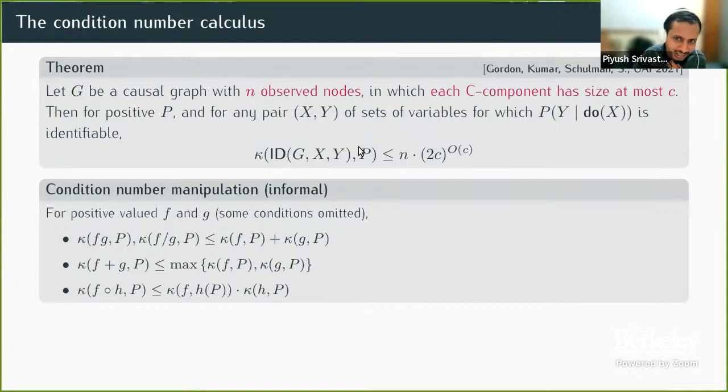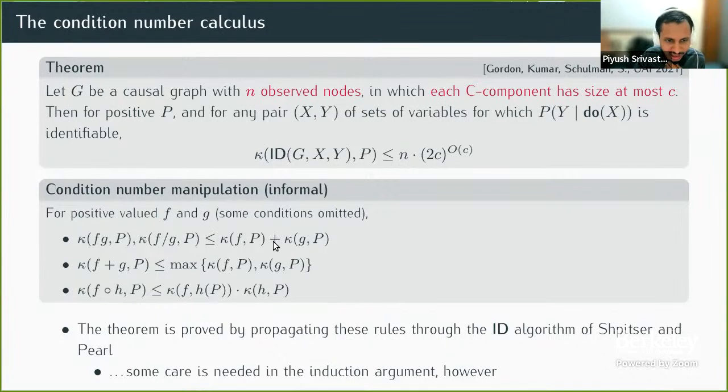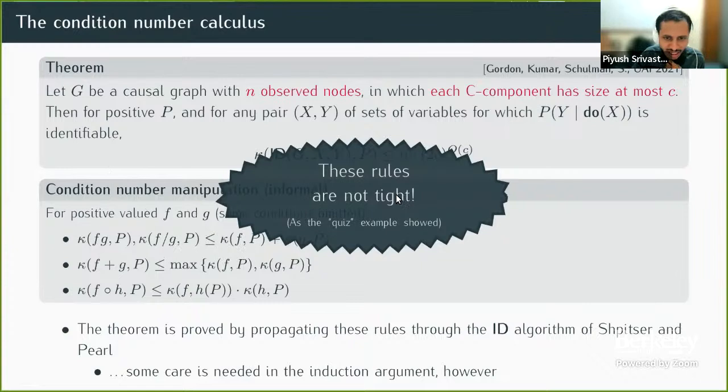This result is based on using this calculus, except that you have to be a bit careful, because there's no bound on how many nodes you're intervening on or how many nodes you are looking at in the response. So you have to be a bit careful in the induction, but that's how the proof goes. The proof tries to use this calculus for condition numbers throughout the ID algorithm, propagating it carefully to make sure that the C-component size is handled correctly. The one thing I would want to say is that these calculus rules are not tight. The quiz example already shows that the calculus rules will tell you that the condition numbers are at most order n, and the correct answer is square root n.